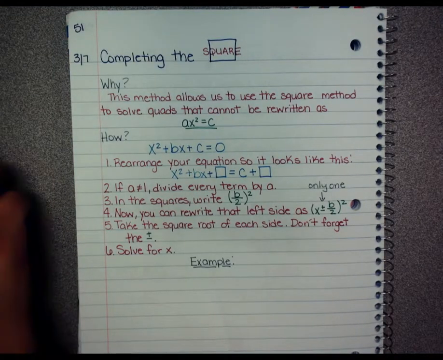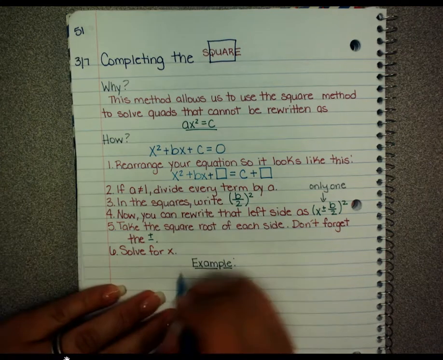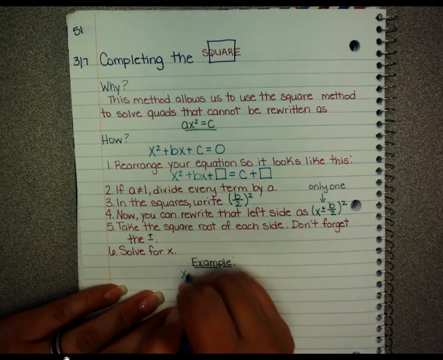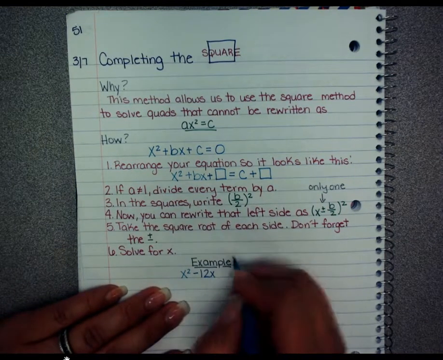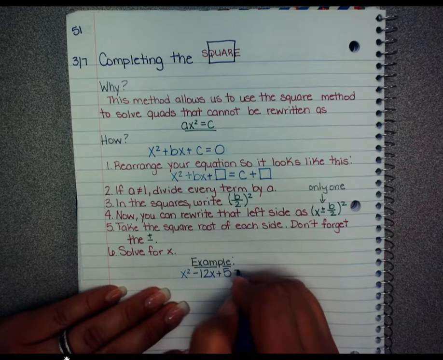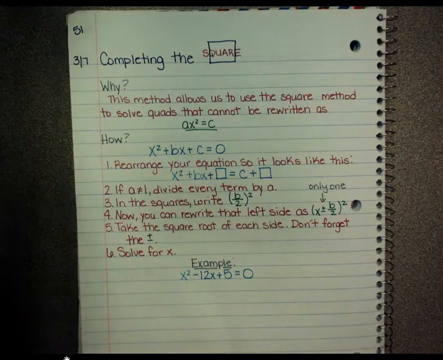Okay, we're going to solve by completing the square. So our problem is x squared minus 12x plus 5 is equal to 0. Step number 1 says to rearrange.